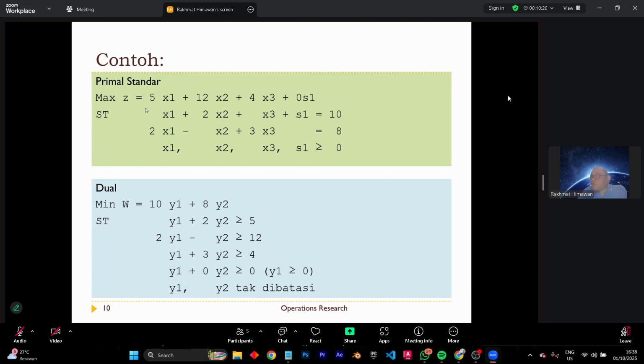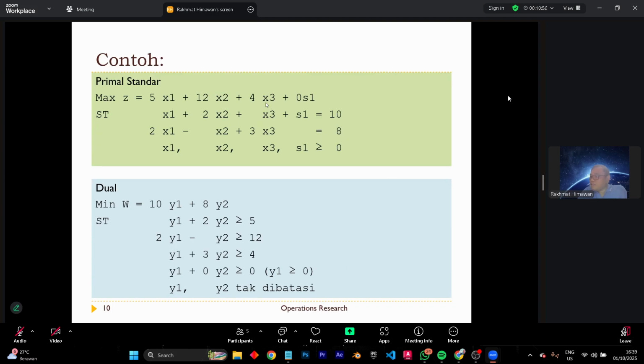What are those 4? You can see again the columns. For the first, in the constraints you can see 1 and 2. That means 1y1 plus 2y2 greater than or equal to 5, greater than or equal to this coefficient. How about the second constraint of the dual? See the second column: 2 and minus 1. 2y1 minus y2 greater than or equal to 12.